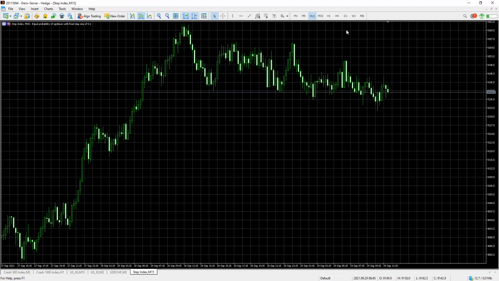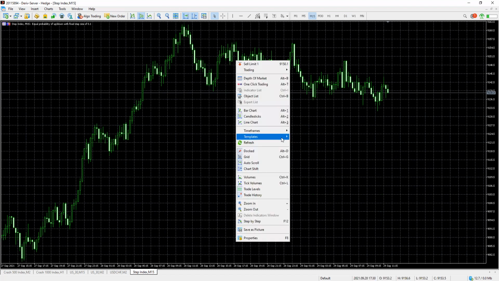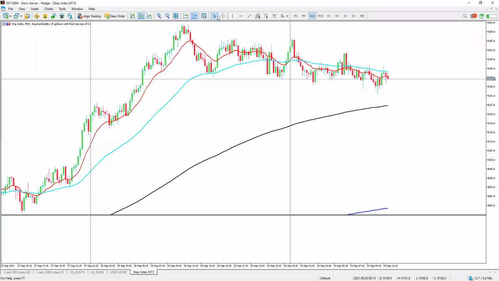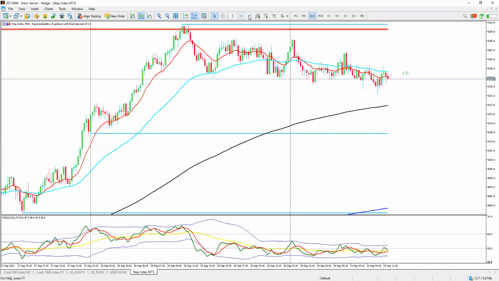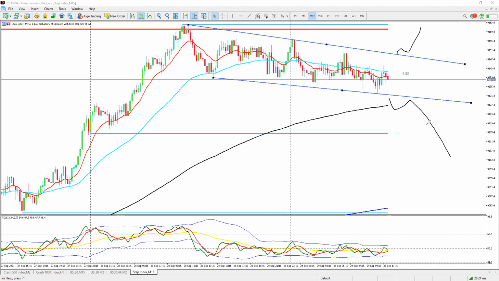So you can see here, price is in a channel. So let me just put my templates. Okay, price is in a channel. So if I'm to trade this now, I'll just wait for price to either break out of the channel to the top side or break out of the channel to the bottom side. That's what I'll do.